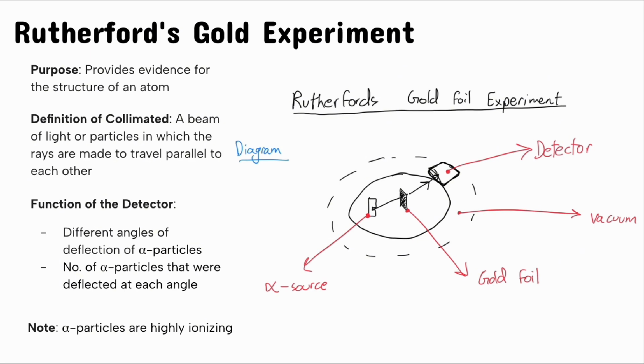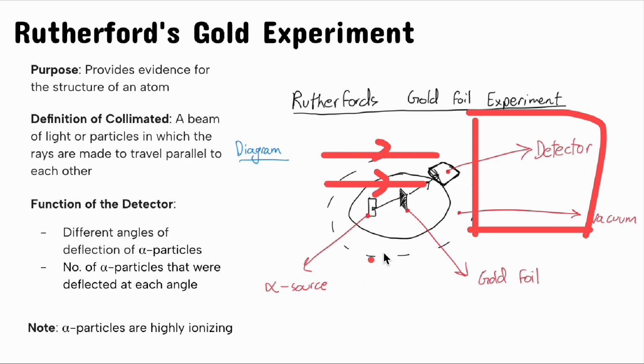The experiment begins with a lead container featuring a hole at the front, positioned to face a sheet of gold foil. This setup allows a collimated beam of particles to travel perpendicularly towards the gold foil.